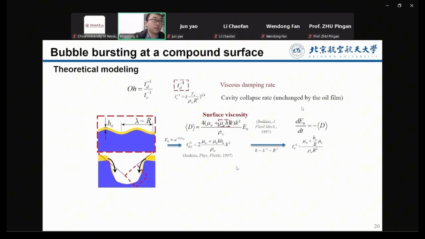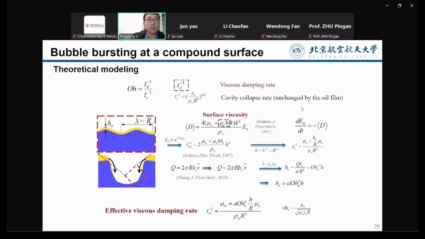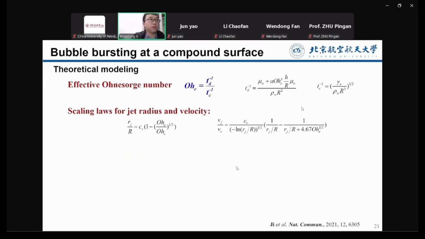It is spread from the oil layer at the liquid surface. So if we know the thickness of this oil film, we then know the dissipation rate. So based on the mass conservation, we can estimate the thickness of the oil film at the cavity surface. So you can finally get the effective viscous damping rate at a compound surface. Here, the τ_D^-1.